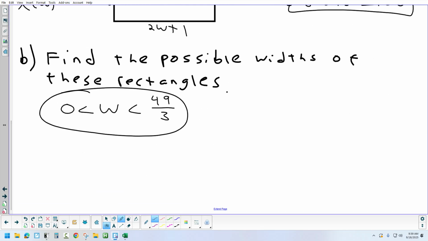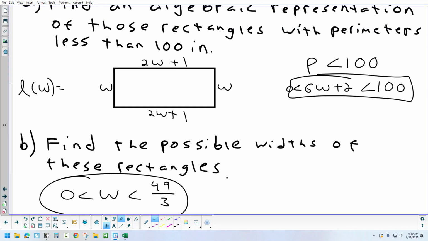Okay. Any question on that? How'd you get 49/3? Solve minus the 2 and then divide by 6. Solving that equation right up above. It's solving the inequality, not the equation.